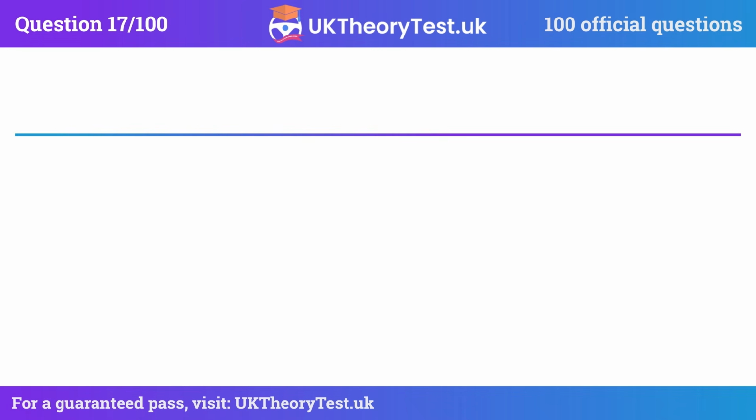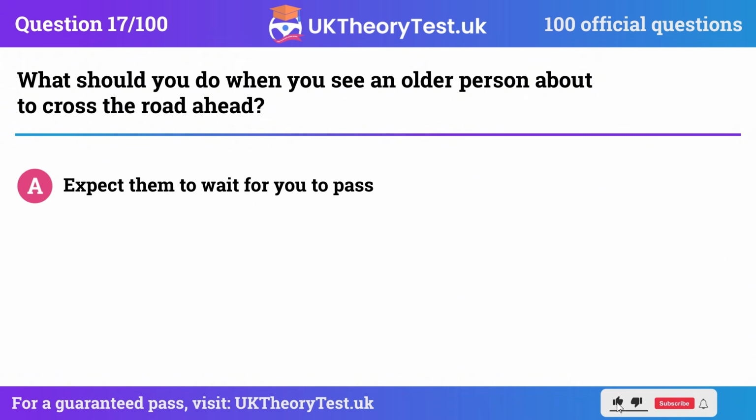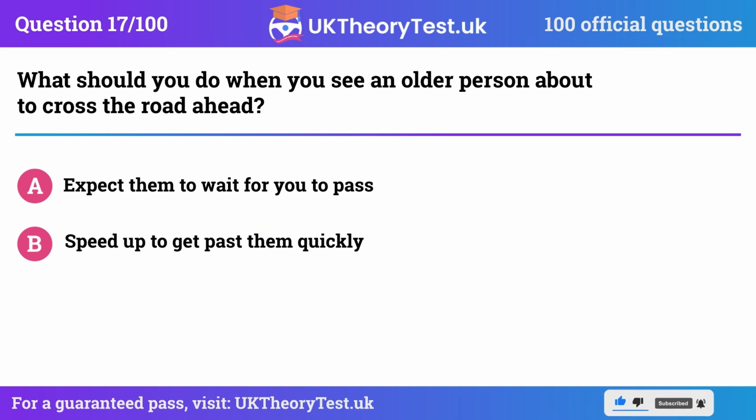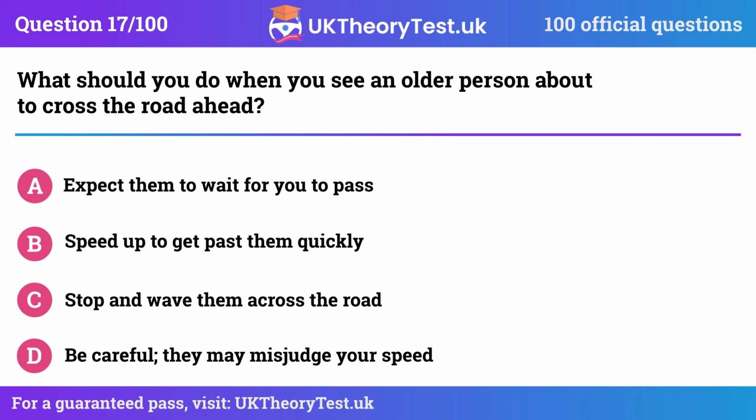Question 17. What should you do when you see an older person about to cross the road ahead? A. Expect them to wait for you to pass. B. Speed up to get past them quickly. C. Stop and wave them across the road. D. Be careful, they may misjudge your speed.